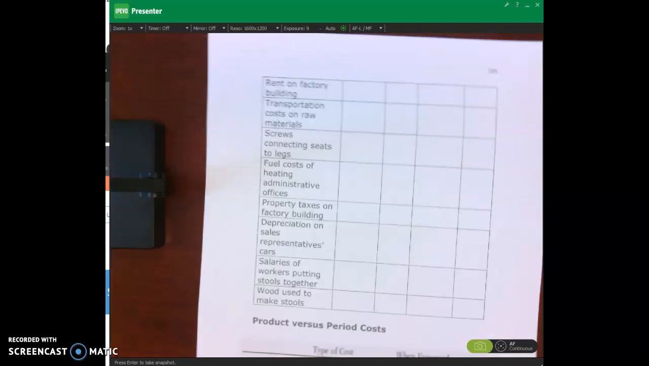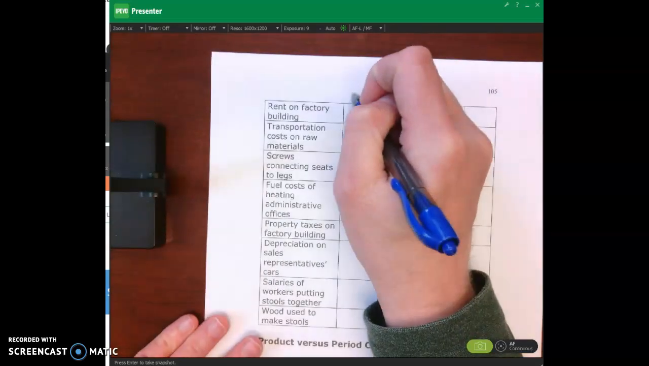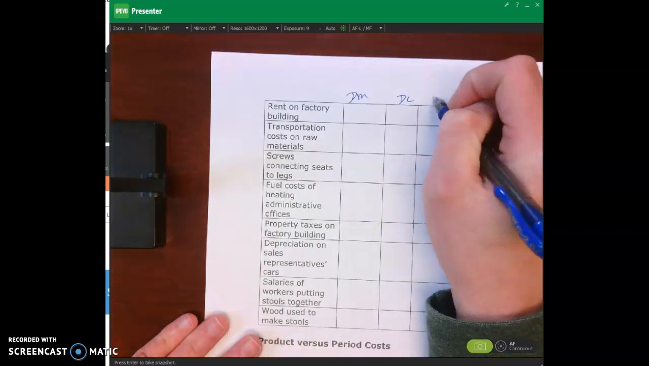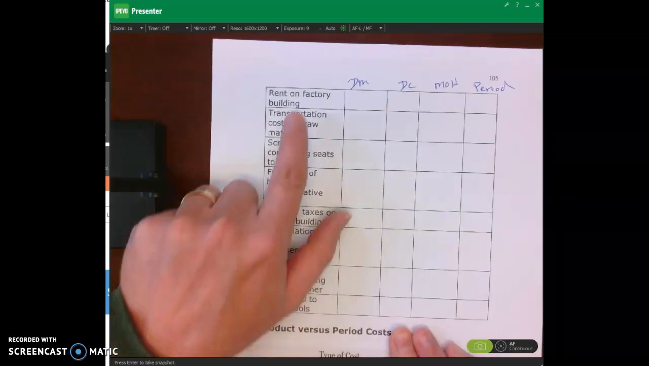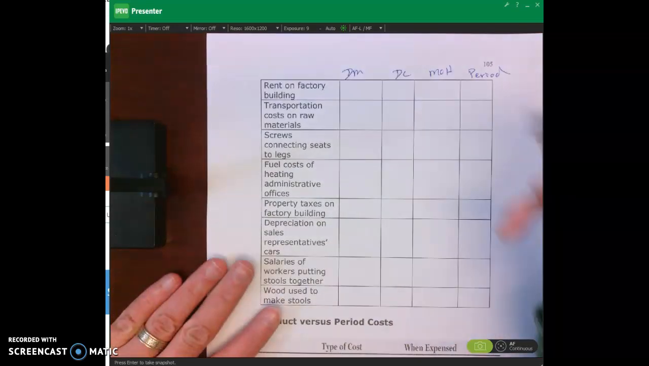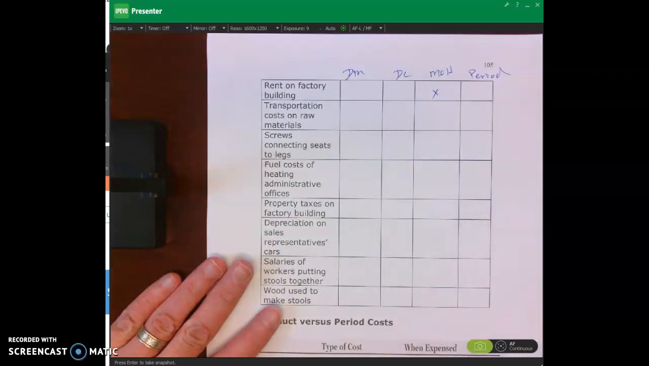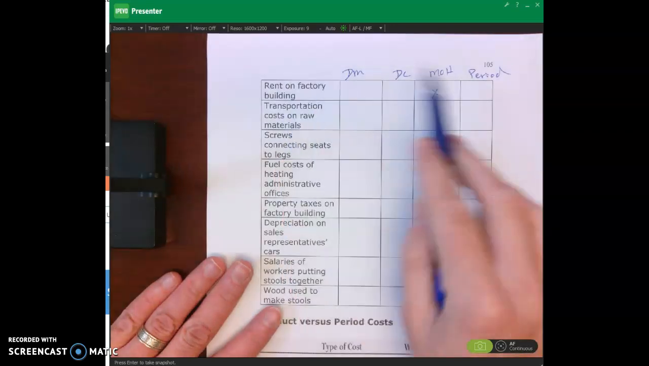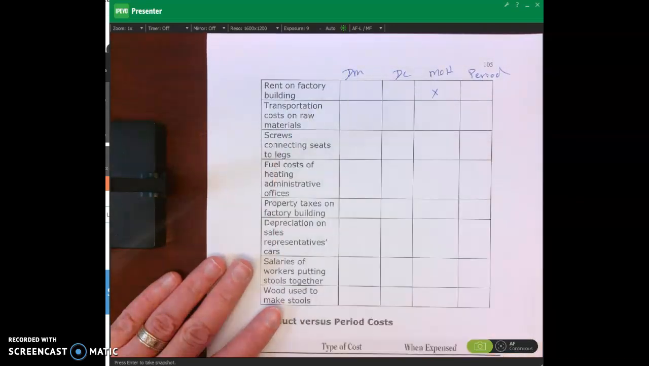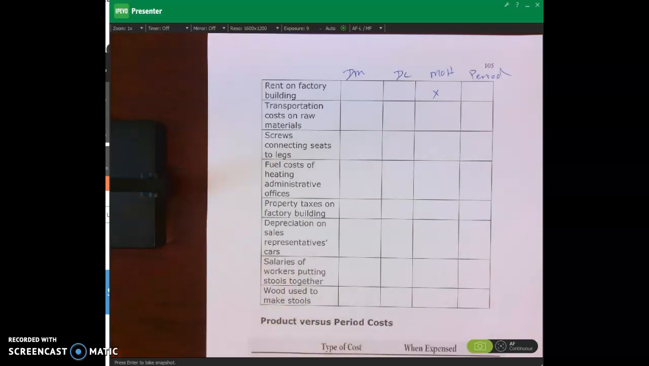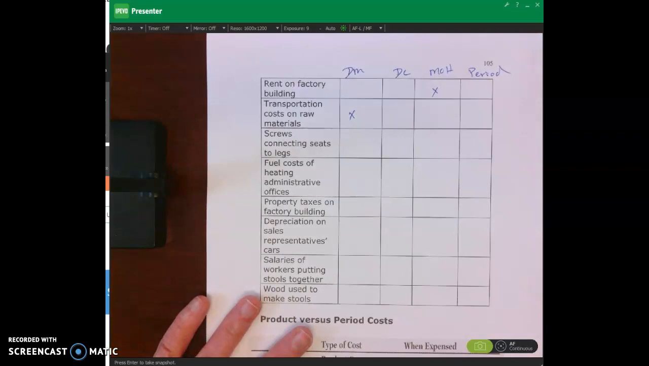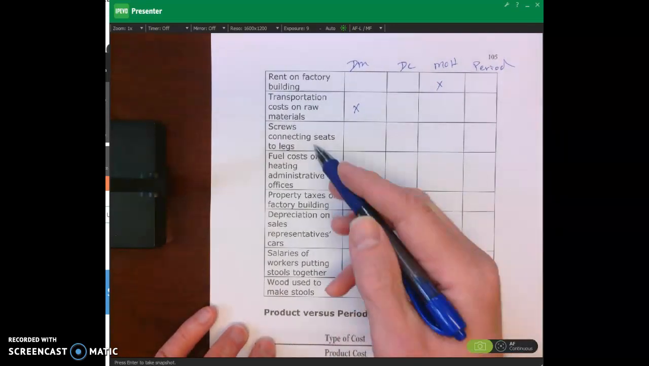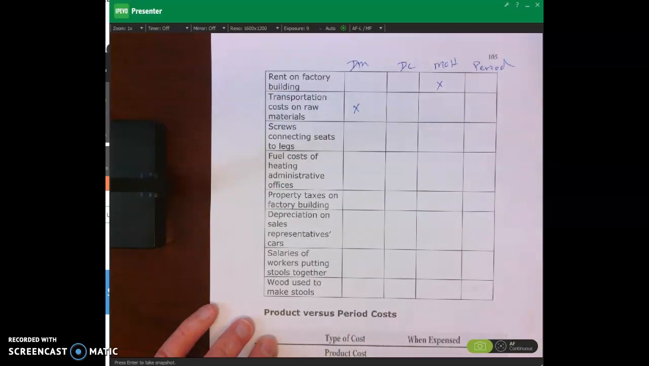Continuing on, we also have rent on corporate headquarters, and I'm going to bring those headers over here. Manufacturing overhead, and then period. Rent on the factory building, which is manufacturing overhead. What I was thinking was, if it had said rent on corporate headquarters, that would be period. But this is rent on the factory, that's manufacturing overhead. Transportation costs on raw materials, we would include that in our direct materials costs. Okay. So what I want you to do now is pause the lecture video and do the rest of these, and then we'll come back and check your work.